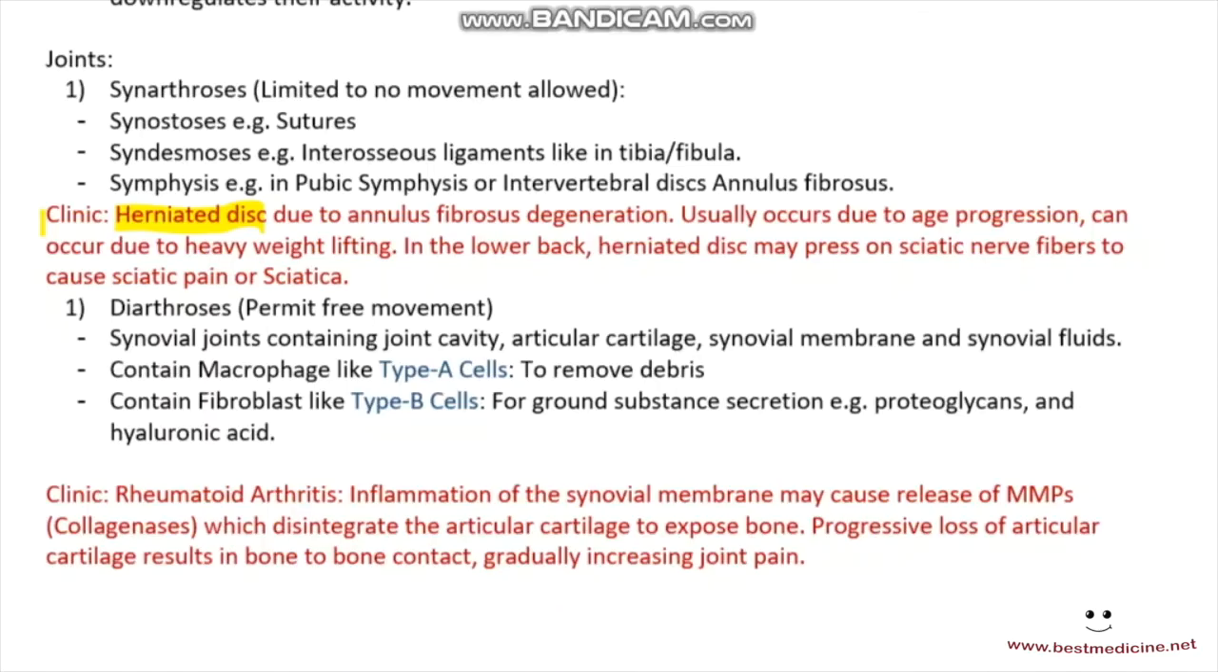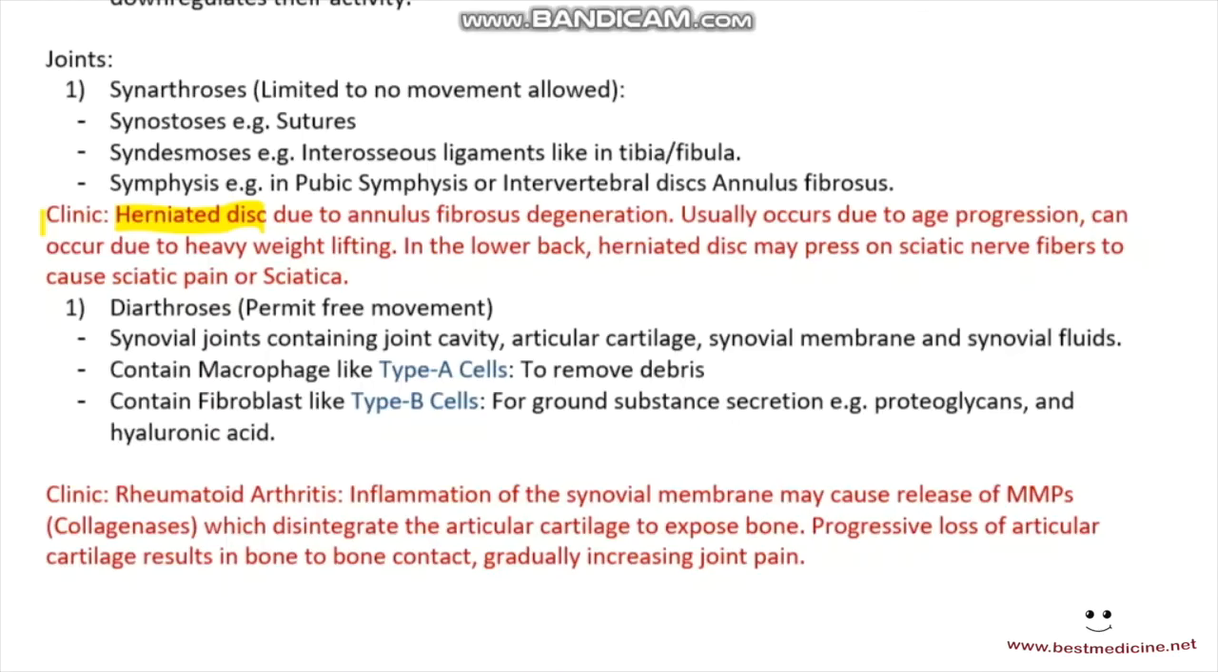Similarly, we have rheumatoid arthritis. Rheumatoid arthritis is basically the inflammation of the synovial membrane. The synovial membrane, which is present inside the synovial joints, releases matrix metalloproteinases, which actually digest or degrade the collagen of articular cartilage, and it exposes the bone, right? So the articular cartilage is gone, the bones are in contact with each other, and when the bones are in contact with each other during joint movement, then there's more pain. It's called joint pain, rheumatoid arthritis.